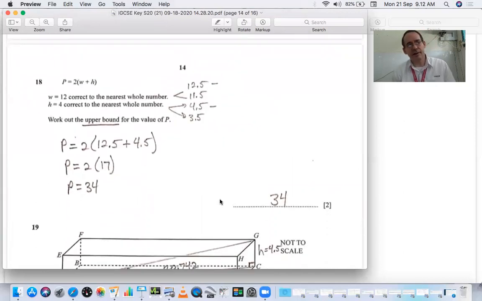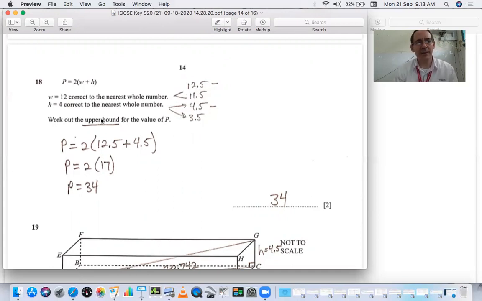Here is an upper and lower bound question. It says the perimeter is equal to 2 times the width plus the height. The width is 12, correct to the nearest whole number, and the height is 4, correct to the nearest whole number. So the first layer that you do for bounds is to find your upper and lower bound for each specific number. So 12 would have a lower bound of 11.5 and an upper bound of 12.5. 4 would have an upper bound of 4.5 and a lower bound of 3.5.